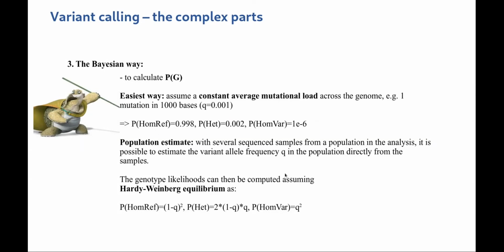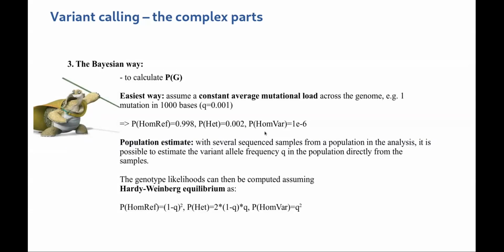So the other way, the more interesting way than assuming a constant average mutational load, is actually estimating the genotype likelihoods from the samples themselves. So basically you're doing a first round of unbiased genotype calling, and then from the genotypes you estimate the frequencies with which they occur.